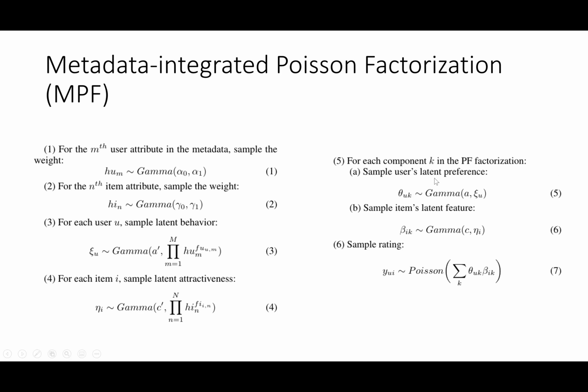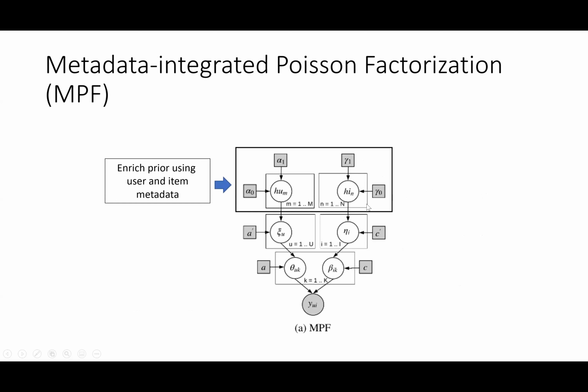and similarly we can do that for the item as well. And then for the factorization, we assume the user latent preference and item latent features follow a gamma distribution built on the user latent behavior and item attractiveness, and that can be combined, compensated by Poisson, to estimate the rating. So that's the generative process for this hierarchical model, right?